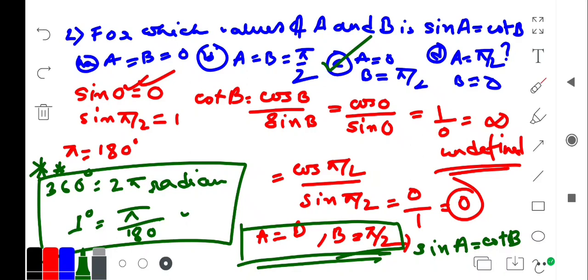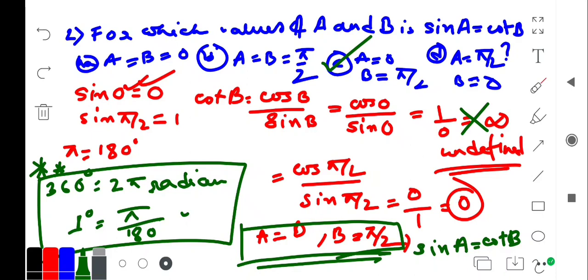But when we use cot b, that is the ratio of cos b and sin b. So when we put the value of cos and sin, cos 0 equal to 1, sin 0 equal to 0, so 1 by 0 is equal to infinity, or you can say undefined sometimes. So this is not matched with the values. Okay, so this should be discarded.